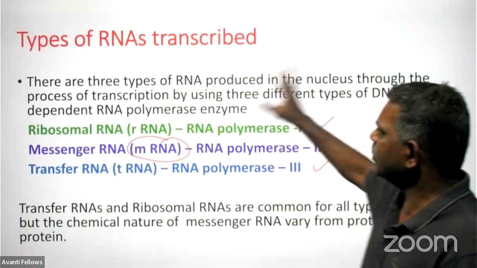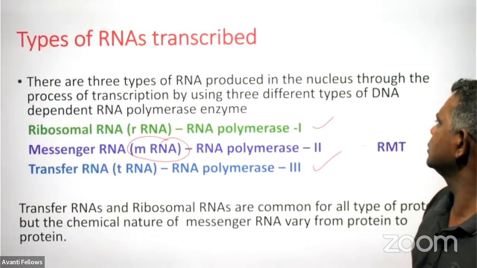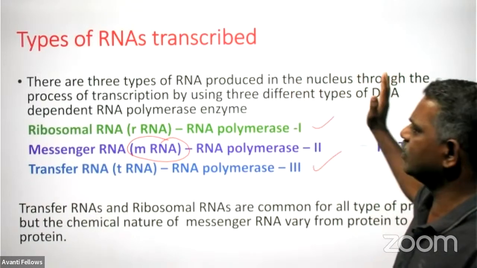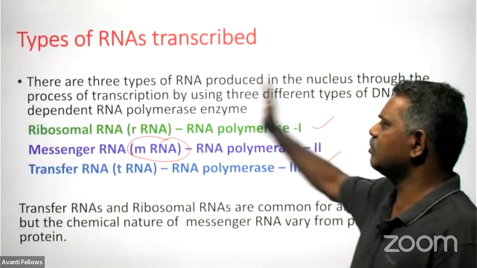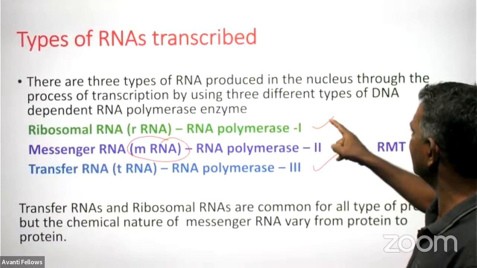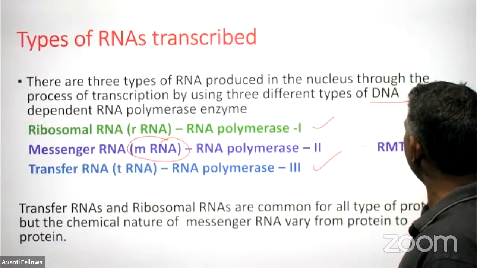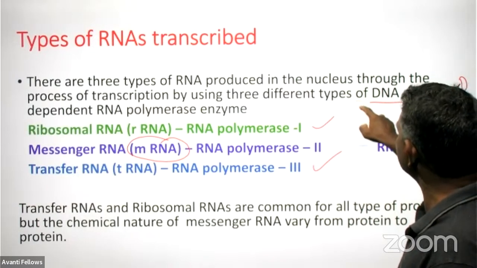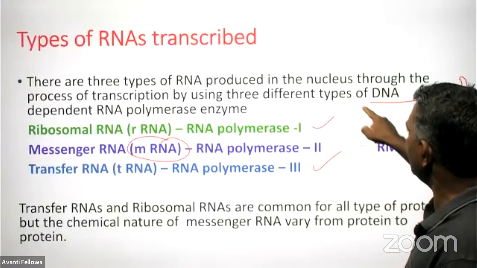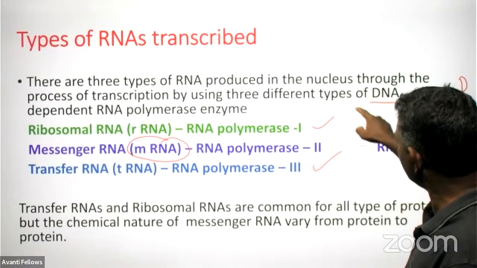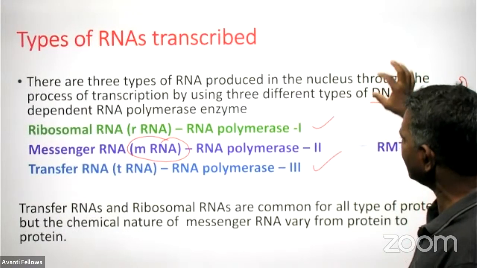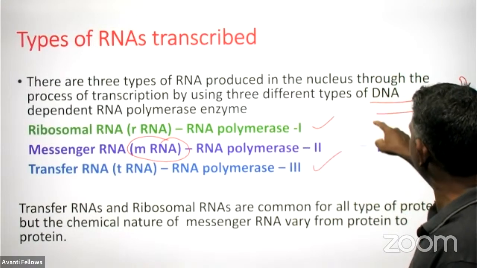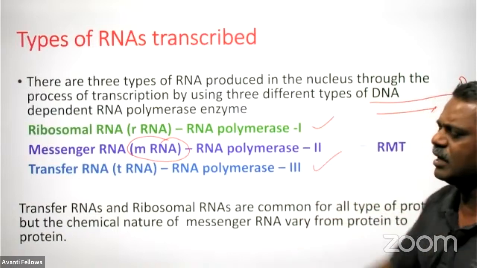So there are three types of RNA produced in the nucleus through the process of transcription by using three different types of DNA-dependent RNA polymerase. Why is it called DNA-dependent? Because it uses the single DNA strand, with its 3' end and 5' end. And this strand, having 3' and 5' ends, acts as a template, because RNA is synthesized here from the 5' direction to the 3' direction only.